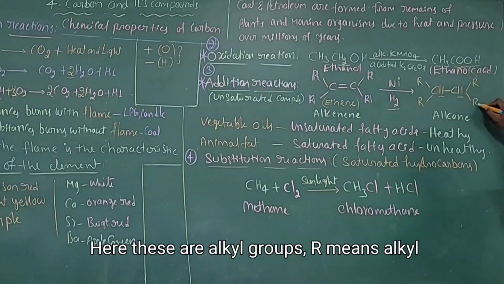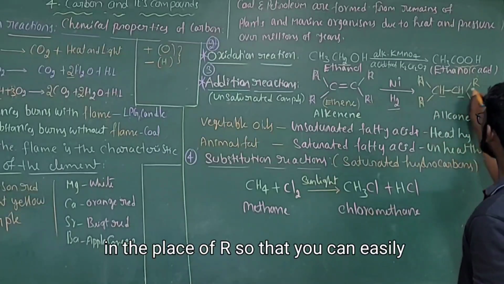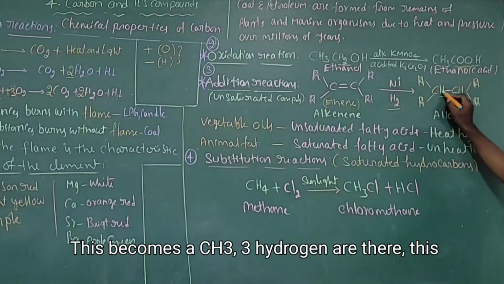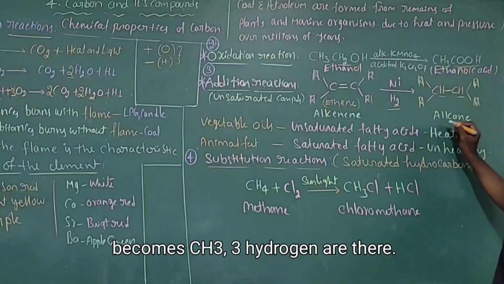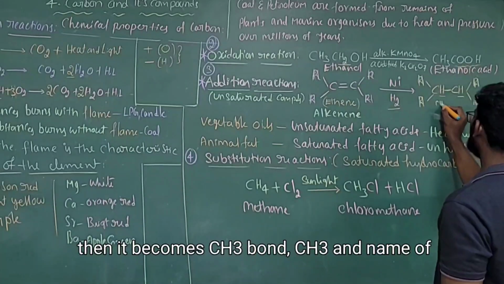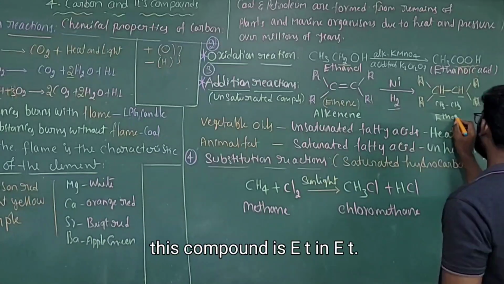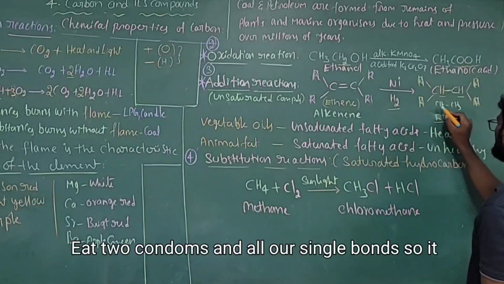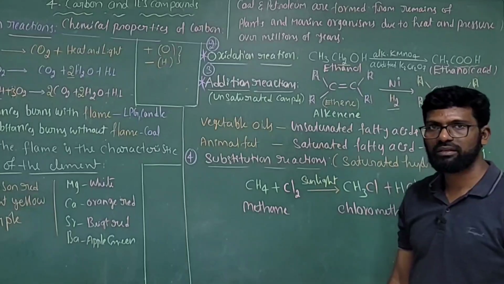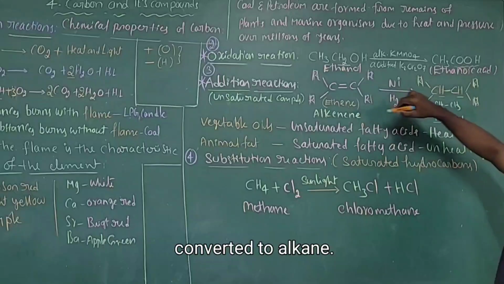Here these are alkyl groups, R means alkyl group, otherwise I told you to take hydrogen in the place of R so that you can easily remember. This becomes CH3, 3 hydrogens are there. This becomes CH3, 3 hydrogens are there. Suppose both are CH3, then it becomes CH3-CH3, and the name of this compound is ethane. Eth, 2 carbons, and all are single bonds, so it is a family of alkanes. We'll get ethane. That means ethene converted to ethane, alkene converted to alkane.